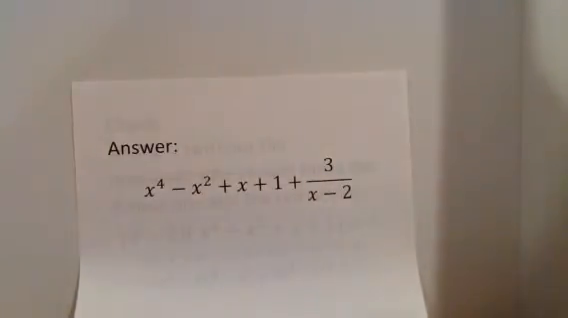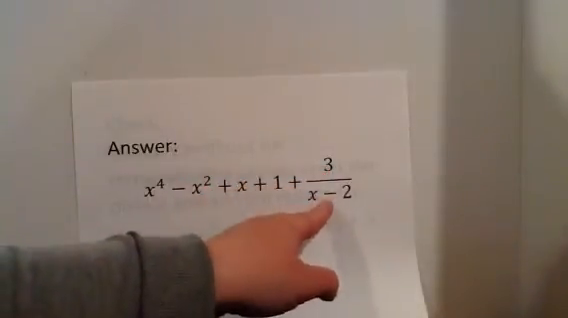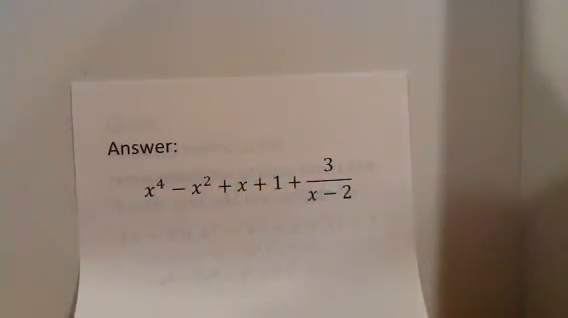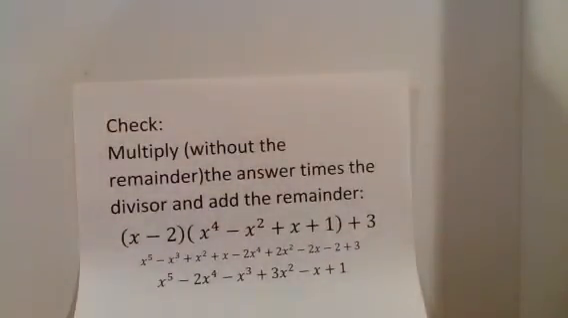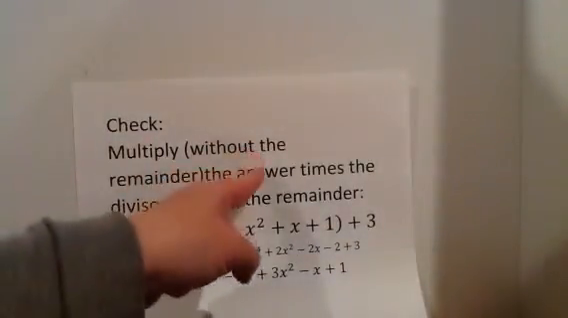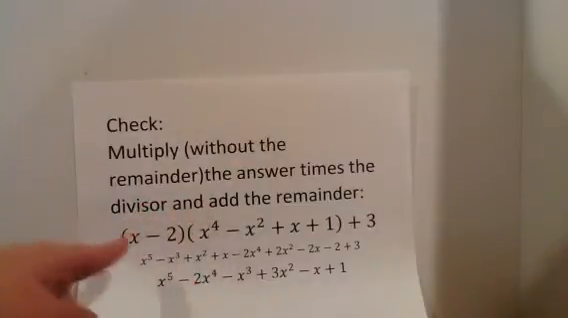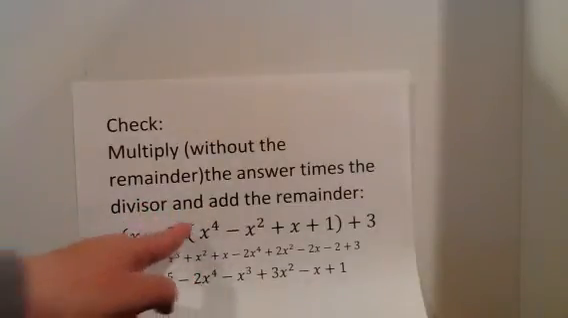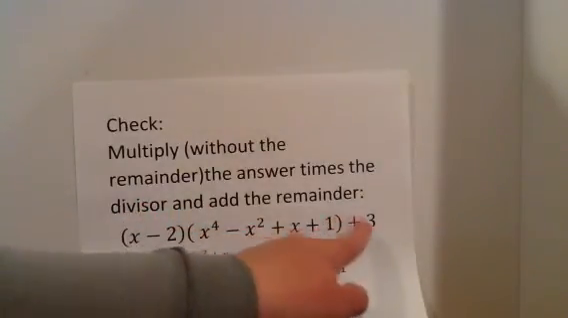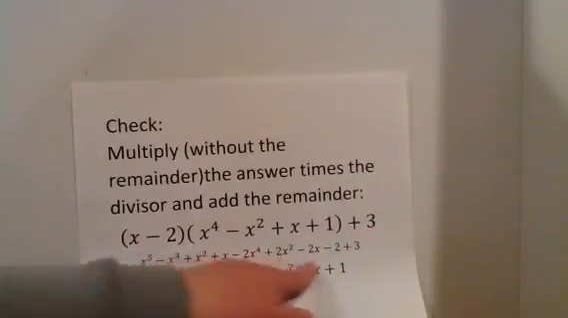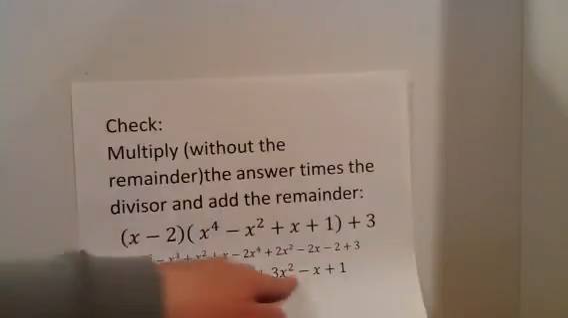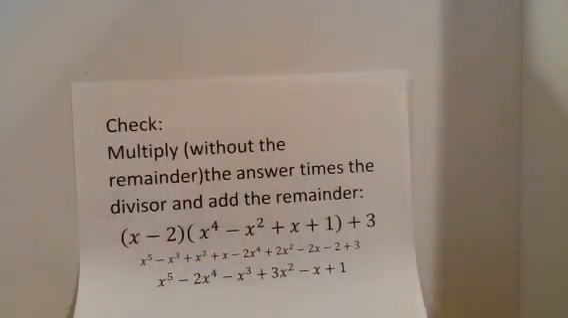So the answer, you put the remainder over the divisor. That's my answer. Now, how do we check this answer? Well, we multiply without the remainder, the answer, times the divisor, and then add the remainder. So there's the divisor, there's my answer without the remainder, and you just add on the remainder. So when you multiply all that out, combine like terms, you end up with the dividend that you started with.